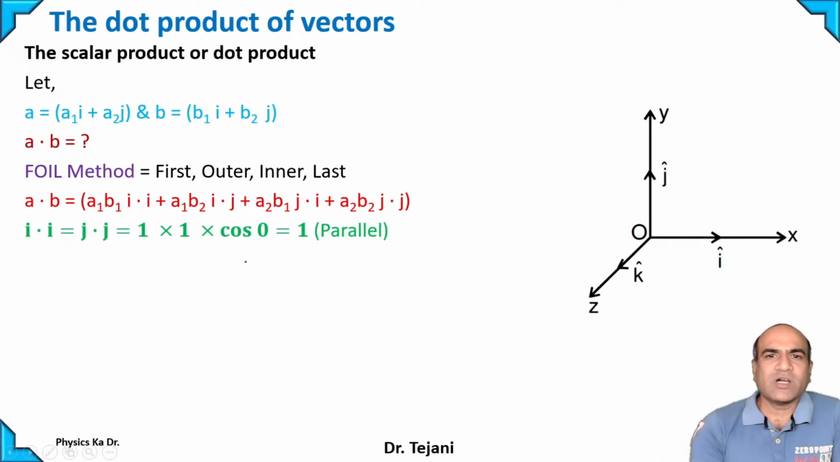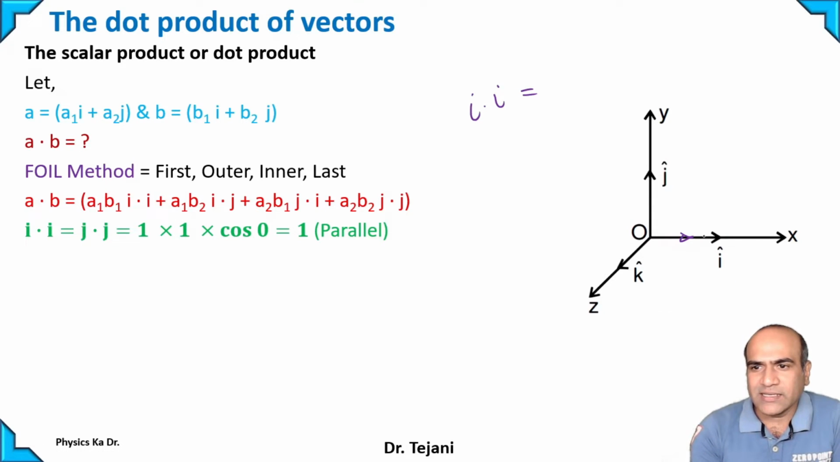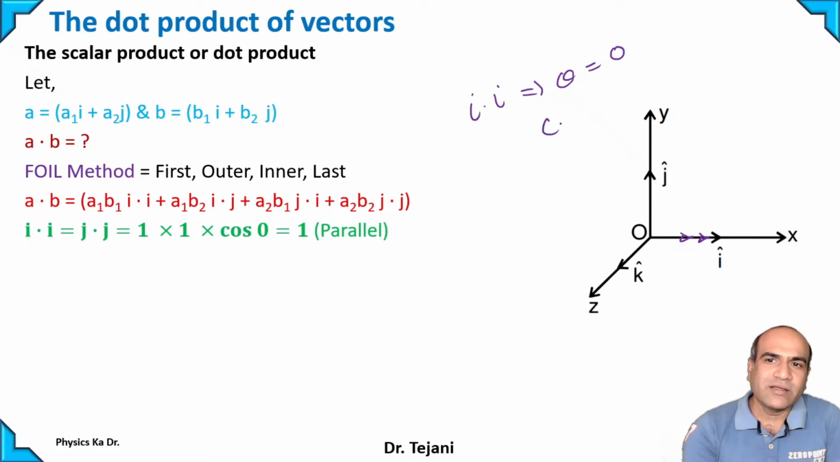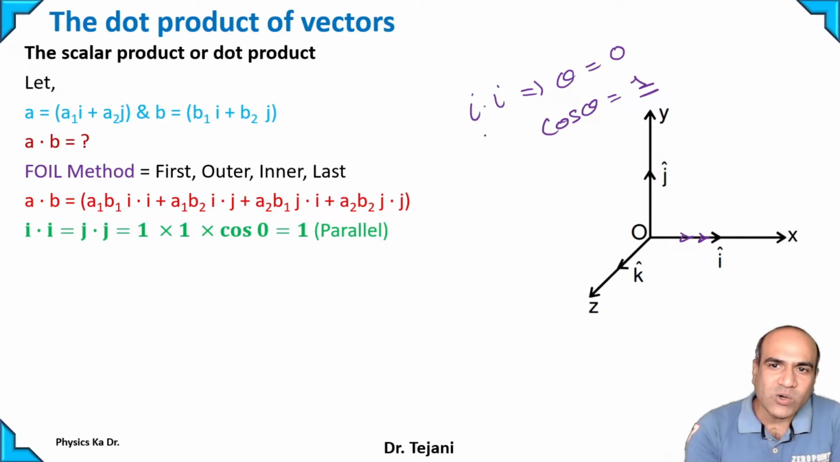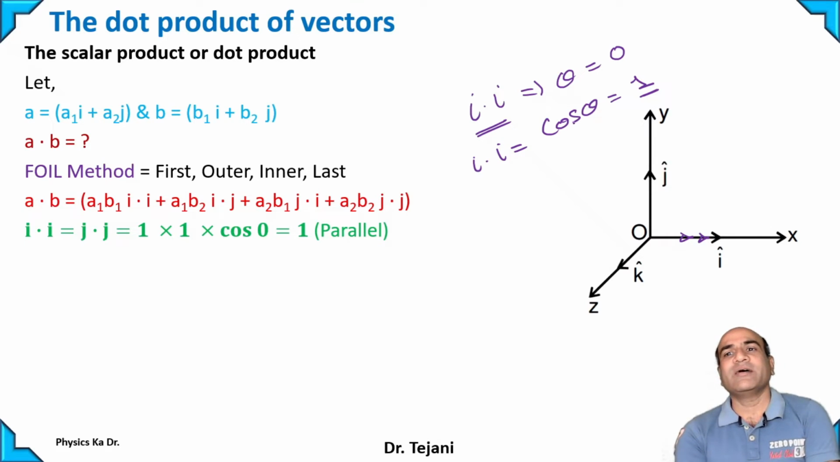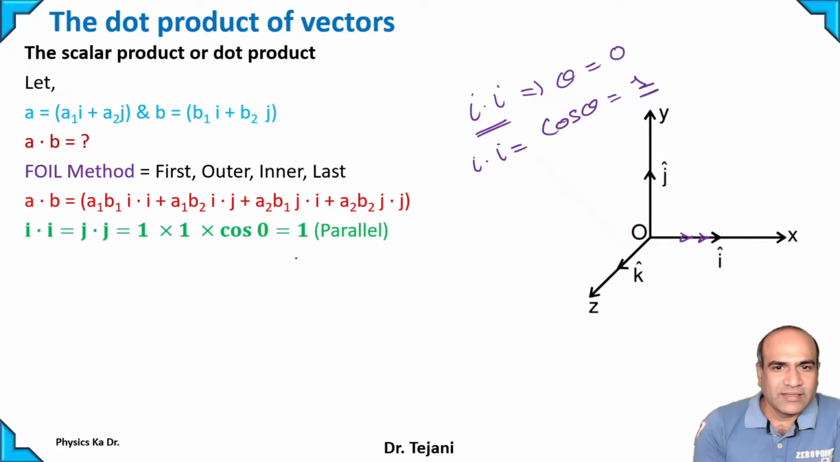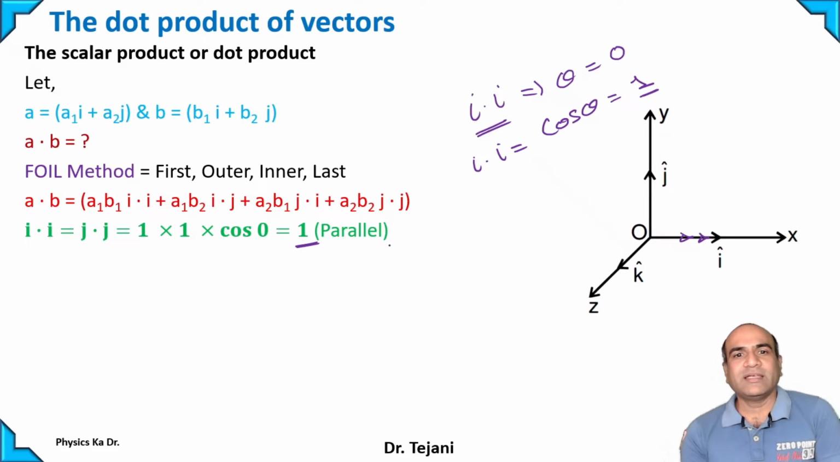Now, when we talk about I dot I, that means what? This is I along the x-axis, another I along the x-axis. So therefore, theta is equal to 0. And we know that cos theta, when it is 0, becomes 1. That means I dot I becomes 1. So for the parallel, it becomes 1.